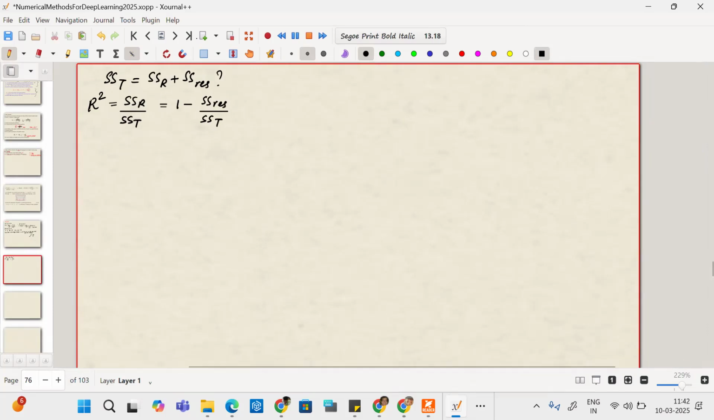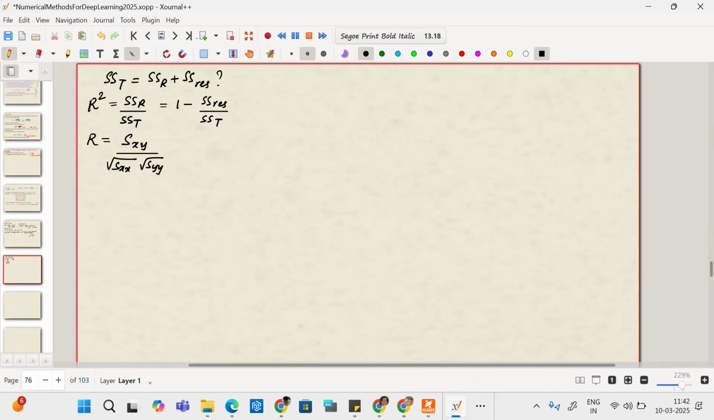And R2 is nothing but the coefficient of determination, or the goodness of fit. You can also write this R as Sxy by the square root of Sxx times Syy. Usually R2 is between 0 and 1. If it is close to 1, your regression line runs close to the data points. If it is close to 0, it fails to capture a lot of the data points you have.